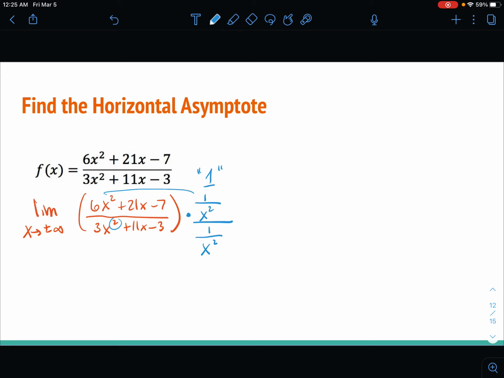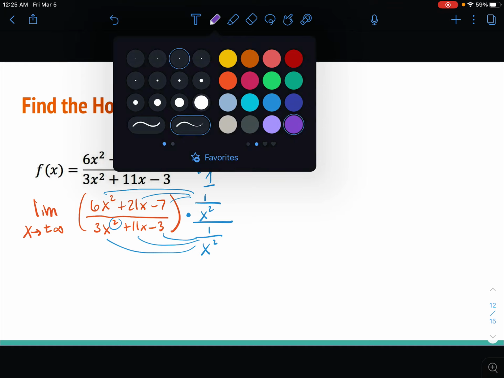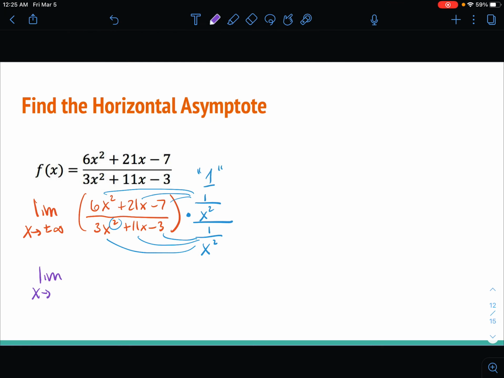Okay. So from here, again, this is when you distribute, and then of course things are going to start canceling out, which is what we want to see. So we have the limit as x approaches positive or negative infinity. Let's see what happens here. We get 6 plus 21 over x to the first minus 7 over x squared, over 3, because the x squareds cancel, plus 11 over x minus 3 over x squared.